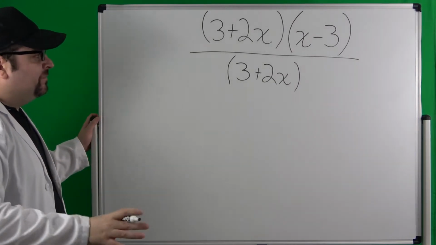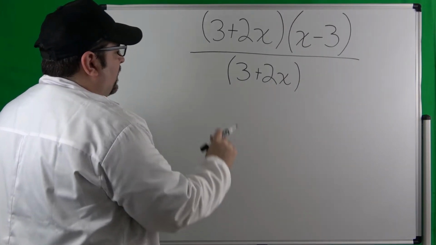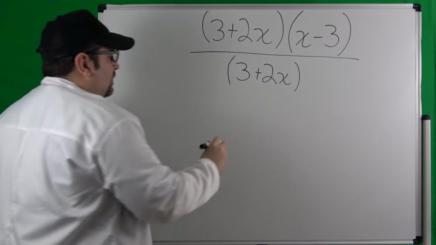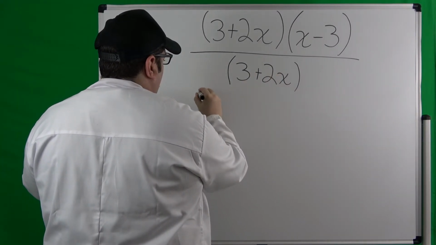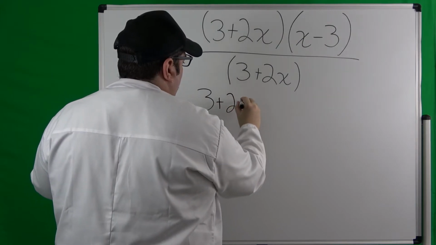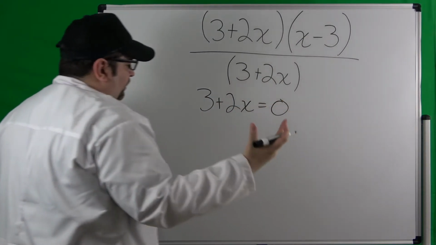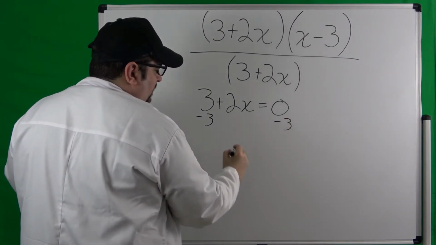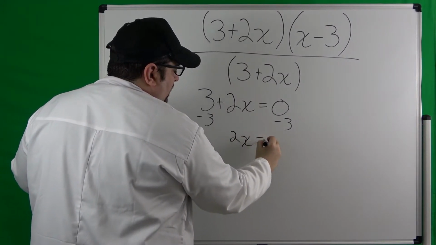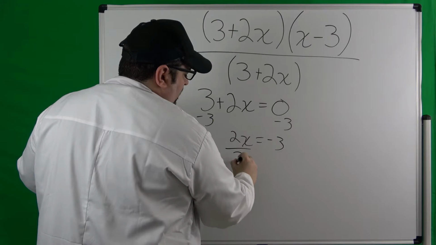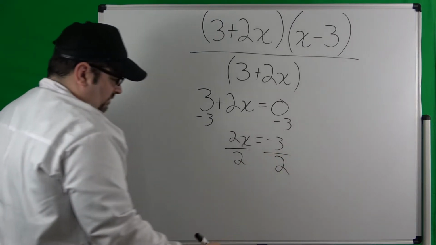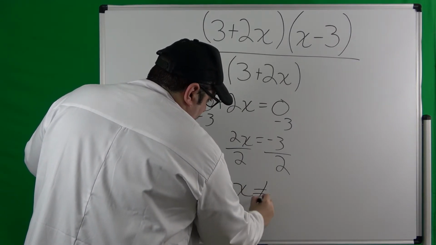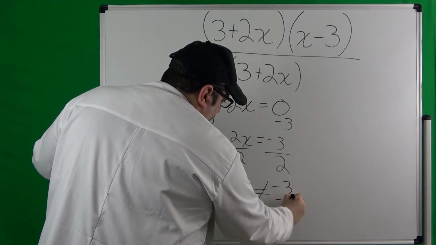So, all you have to do is, any fraction you see, you set the denominator equal to 0 and solve. So we're just going to take this and just solve for x. Minus 3, minus 3. So you get 2x equals negative 3. Divide both sides by 2. And we get x cannot equal negative 3/2.